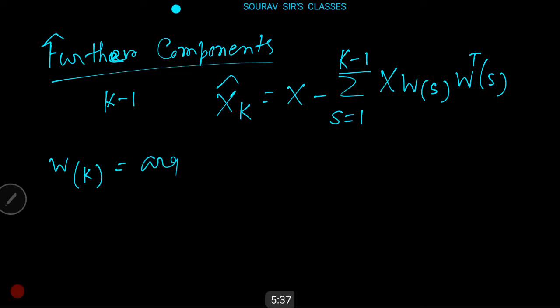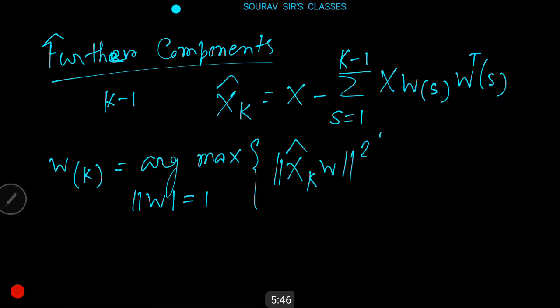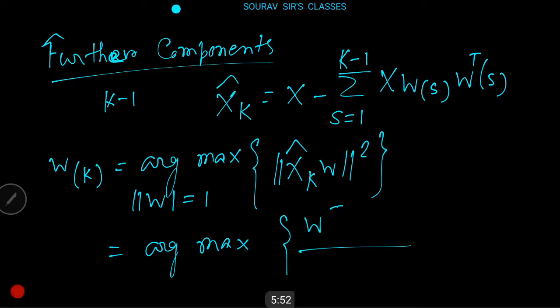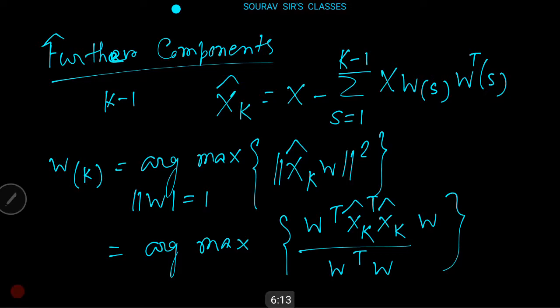w_k = argmax over ||w|| = 1 of ||X_k w|| squared, which equals the max of w^T X_k^T X_k w divided by w^T w. It turns out that this gives the remaining eigenvectors of X^T X, with the maximum values for the quantity in brackets given by their corresponding eigenvalues. Thus, the loading vectors are eigenvectors of X^T X.